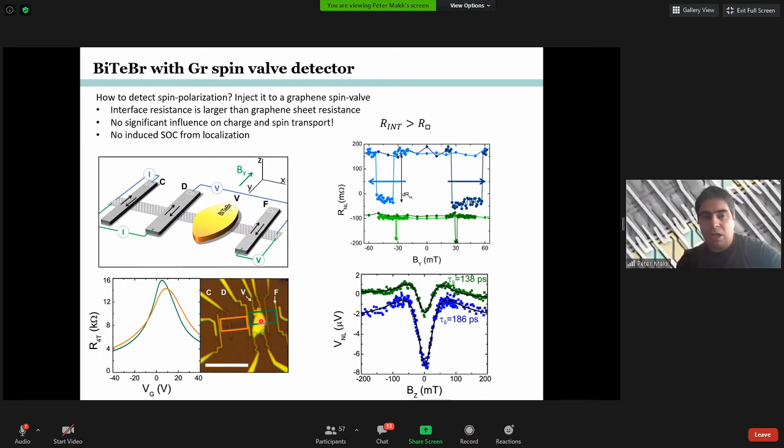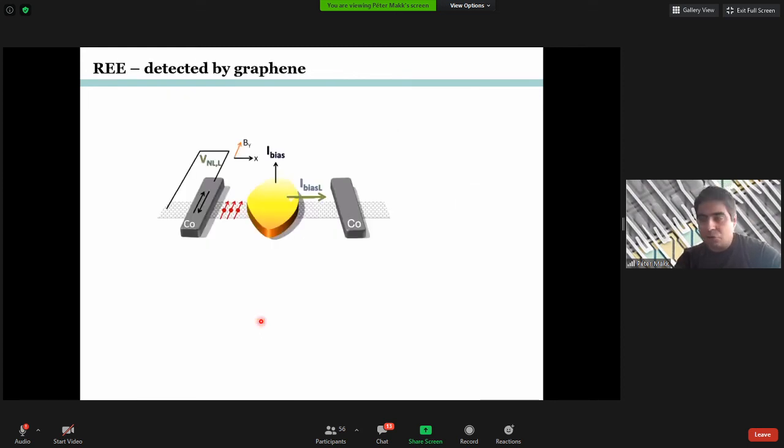We have a large interface resistance, which we have found in more or less all of the samples which we have made. This is not something we designed. This is there by itself, but this is quite reliably there for all our samples. So now let's see how to generate the spin current.